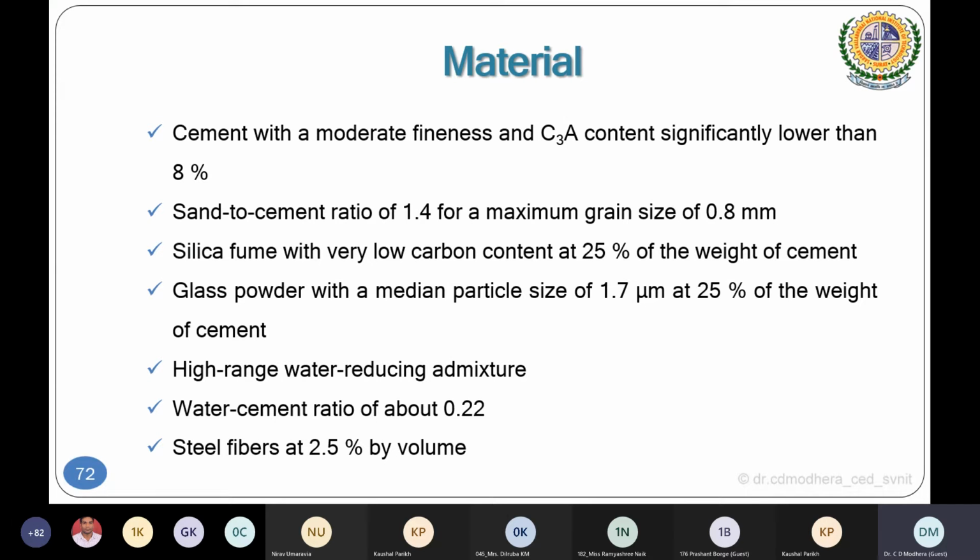But with respect to that, we are supposed to use silica fume, then glass powder, and a high range water reducing agent is required. The water to cement ratio should be 0.22 and steel fiber at 2.5% by volume. So these are the things. See, it is not directly written.